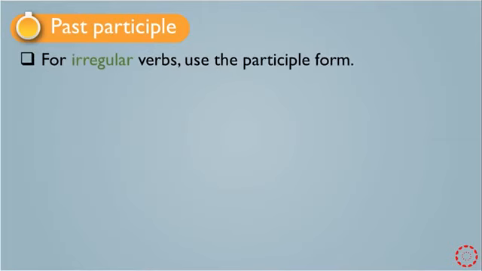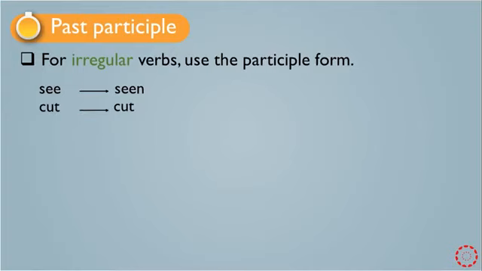But for irregular verbs, we use the participle form of the verb. It means they don't take ed. We do not have a specific rule here. We have some examples here.